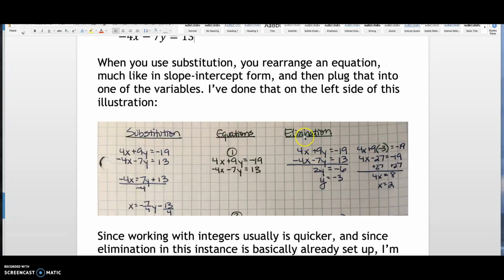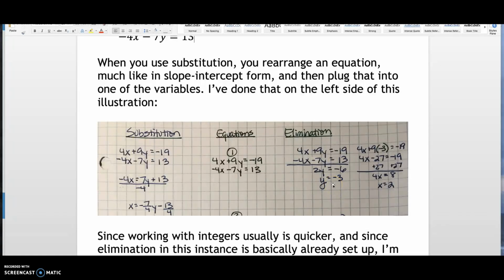What I've done on the right-hand side is shown you how elimination would work in this instance. Now, the way that this question is written, I can already eliminate the x variable without doing anything because up here it's positive 4x and down here it's negative 4x. So when I put these two together here and then eliminate the x variable, that leaves me with 2y equals -6 because 9 minus 7 is 2 and -19 plus 13 is -6. I then divide each side by 2. It gives me y is equal to -3.